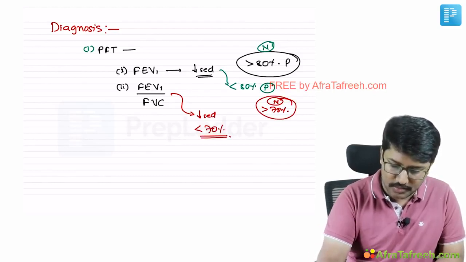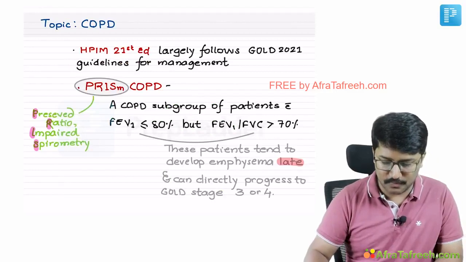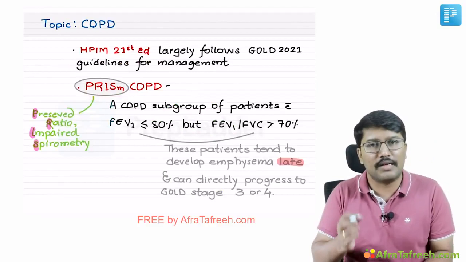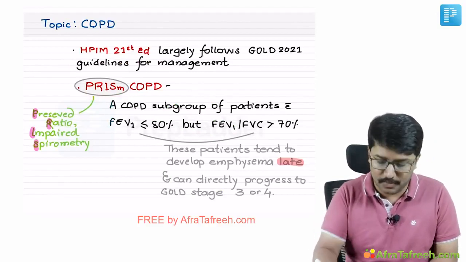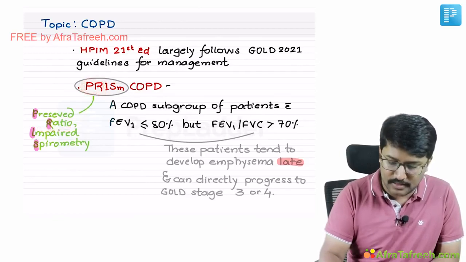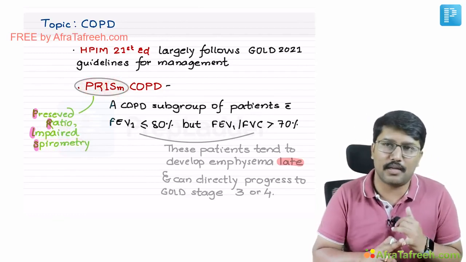Okay, but we also recognize a variant of COPD called PRISM COPD, which I want you to remember. This is like a potential MCQ point. PRISM COPD. What is PRISM COPD? As the name says, PRISM. PR stands for preserved ratio and ISM stands for impaired spirometry. Preserved ratio and impaired spirometry.